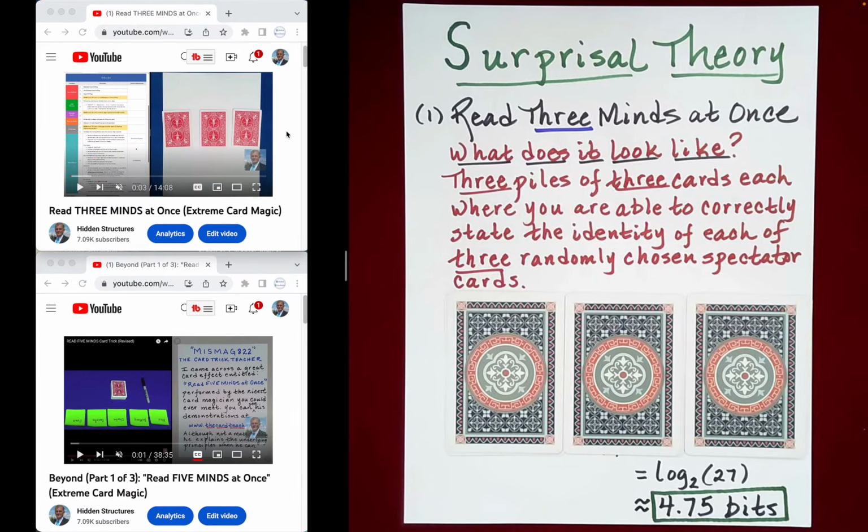This is the fourth video in this series devoted to information theory and math card magic. Today we'll look at examples that make use of surprisal values.